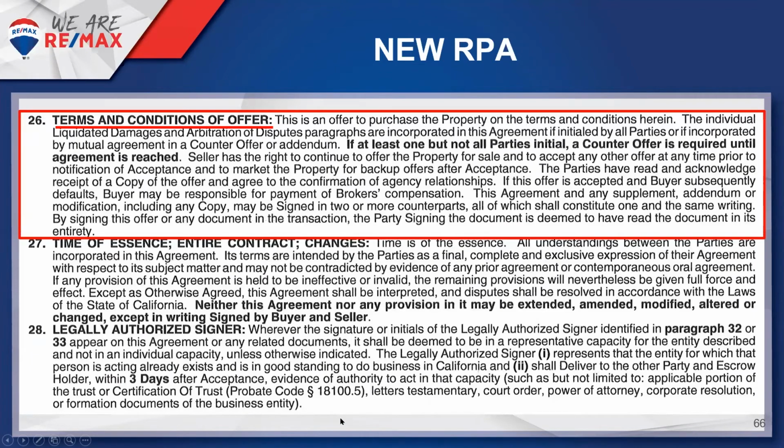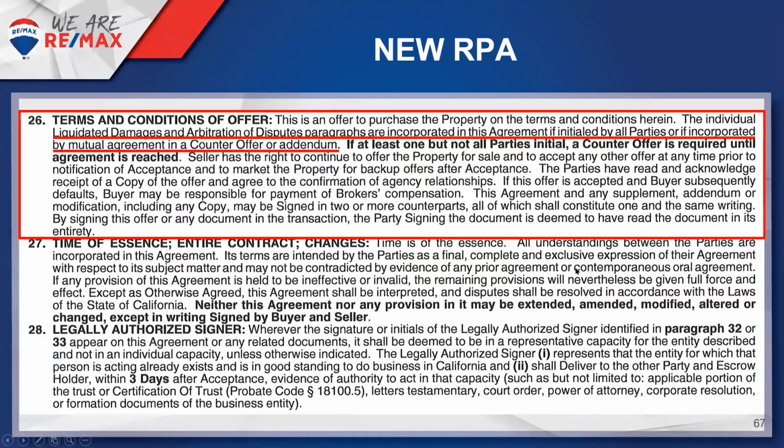Terms and conditions of the offer. One thing I just want to touch on here is that liquidated damages and arbitration of disputes requires initials. And to be incorporated, it must be initialed by all the parties or incorporated through a counter offer. So, buyer sends an offer and does not initial arbitration, and the seller wants arbitration, or does not initial liquidated damages and the seller wants it, then the seller would have to counter it in, because there needs to be mutual agreement, and you have to document that both parties agreed to it.